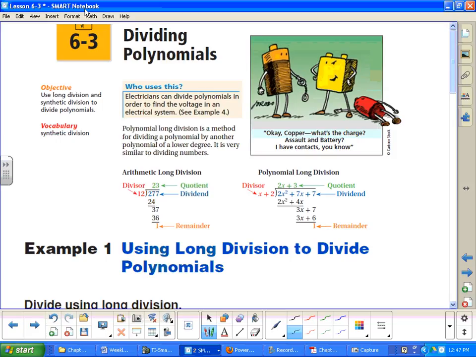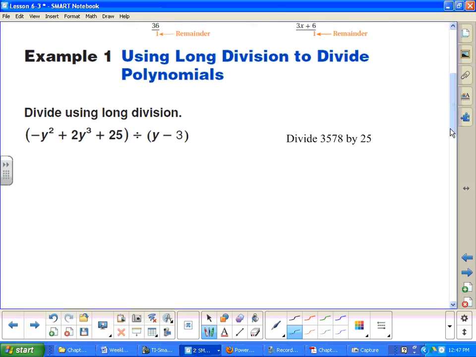So, we're going to divide negative y squared plus 2y cubed plus 25 by y minus 3, and we're going to do that using long division. I'm also going to do another long division problem at the same time, just with numbers that you're used to doing.